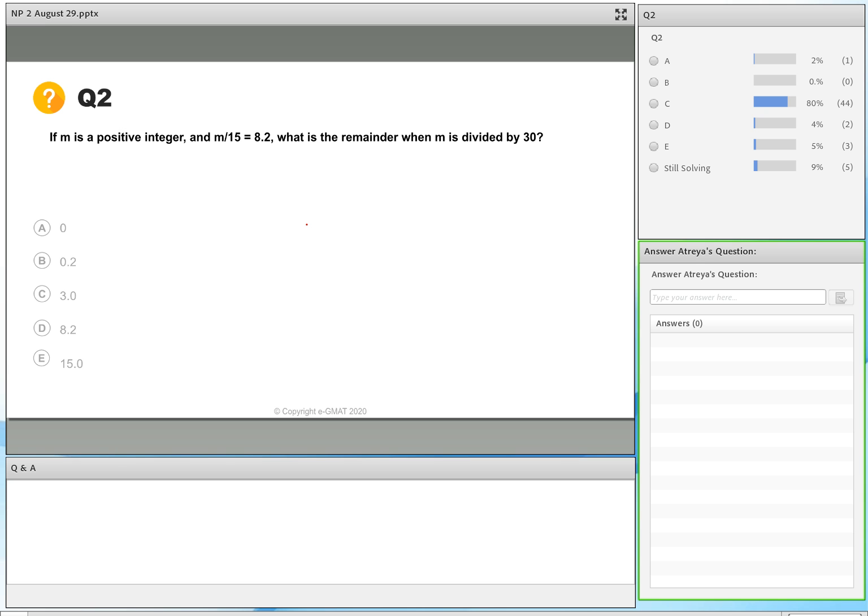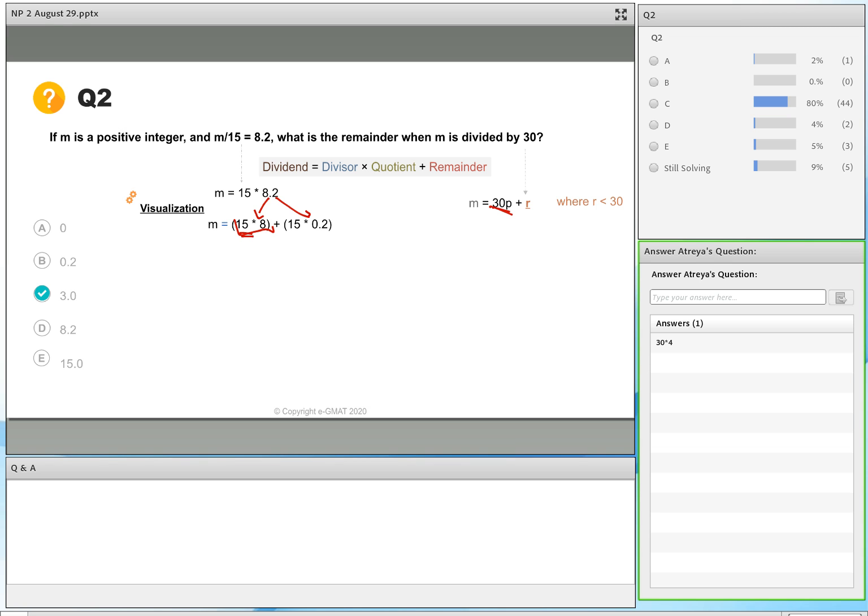Okay, so what do we have over here? M is a positive integer. M is equal to 8.2 times 15. I need to check m's divisibility with 30, right? So I again divide 8.2 into 2 parts. One is 8, the other is 0.2. 15 times 0.2 gives me a 3. Then I have 15 times 8. Now I'm opening the short answer poll. Tell me, I have a 15 times 8 over here. I need to convert this into a 30. How do I do that? What is the most effective approach for this part?